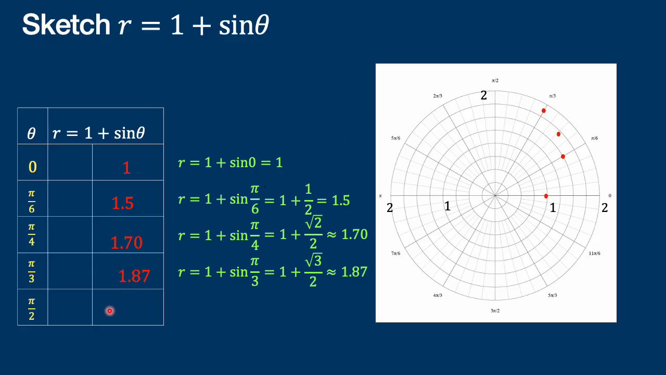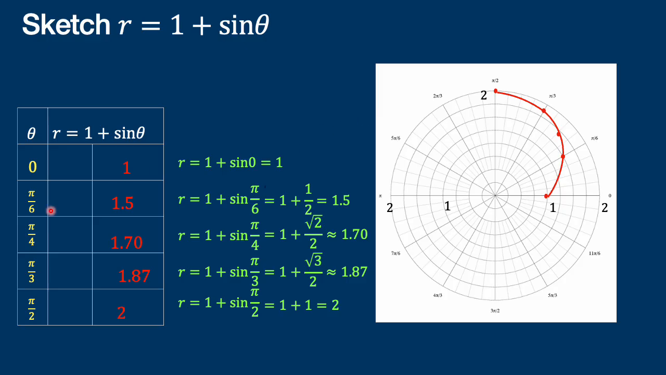Then theta is pi over 2, r is 1 plus sine pi over 2. Sine pi over 2 is 1. That's 1 plus 1 is 2. Theta is pi over 2 is right here. That's going to be 2, so you're going to plot it. You're going to connect it, right?